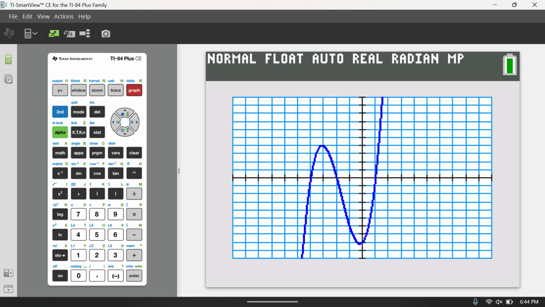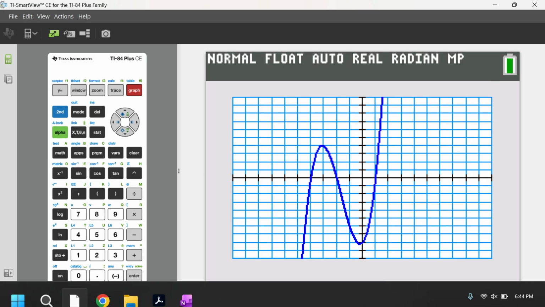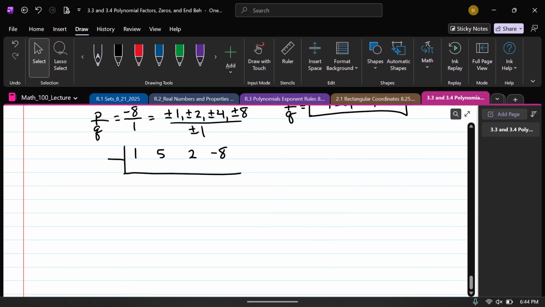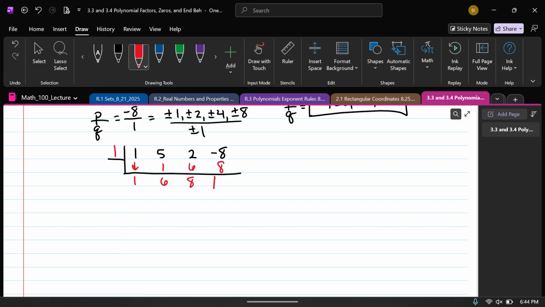Pick one of those to start with on synthetic division. That would be what I would pick too, because the math's easy with a 1, right? Drop the 1 down. And there's my remainder 0. What is the factor that goes with 1 being a 0?